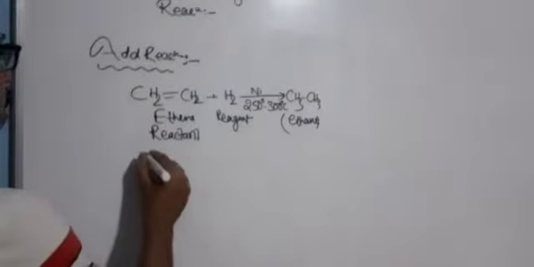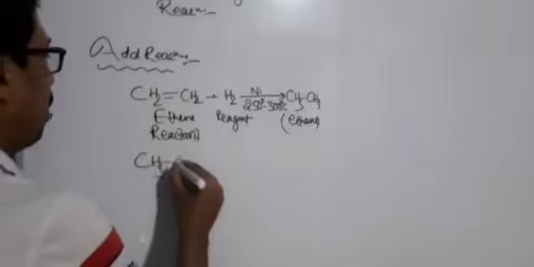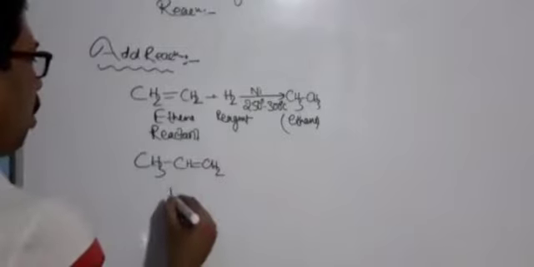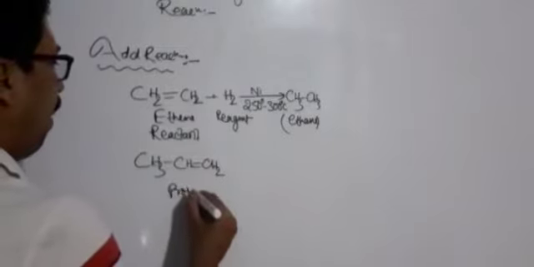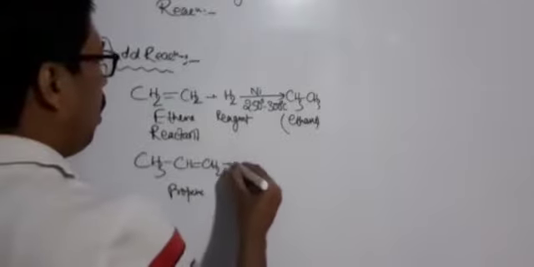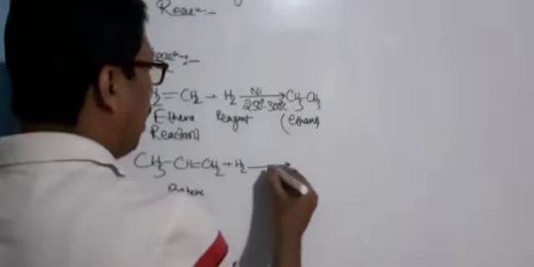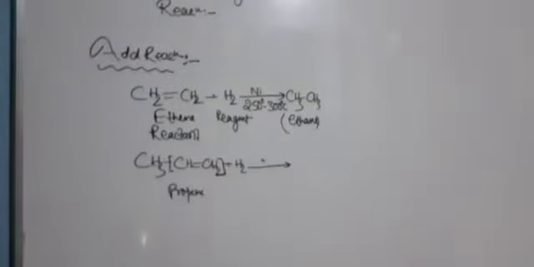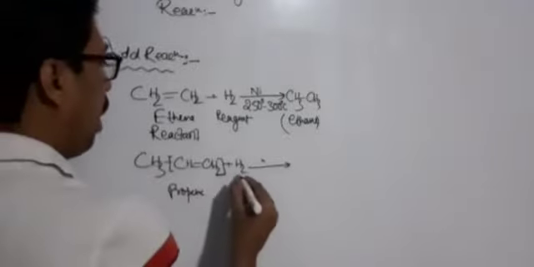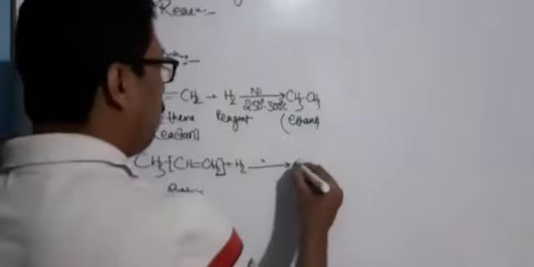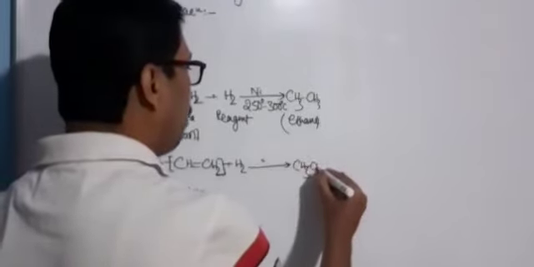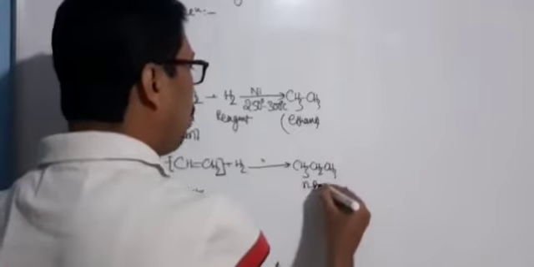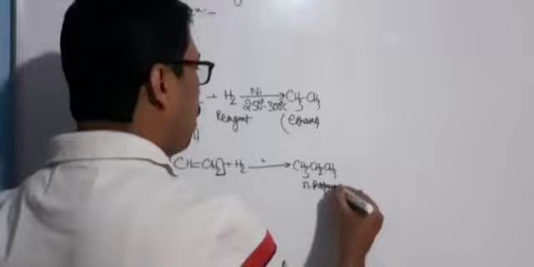Similarly, if we consider another example, CH3 CH double bond CH2. This is propene, and for the reaction of propene with hydrogen under similar conditions, we have to notice the part of the alkene where the double bond is present, and simply attach the hydrogen atoms. This becomes CH3 CH2 CH3, and this is n-propane, which stands for normal propane.